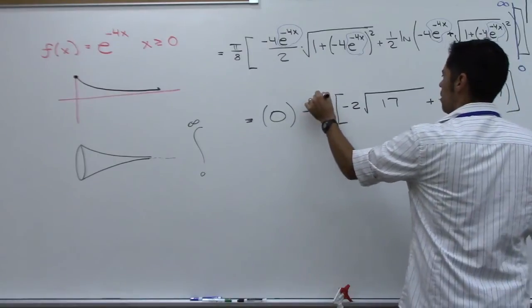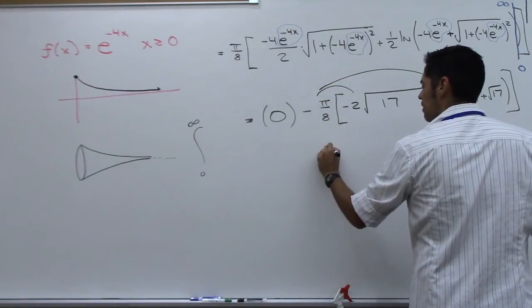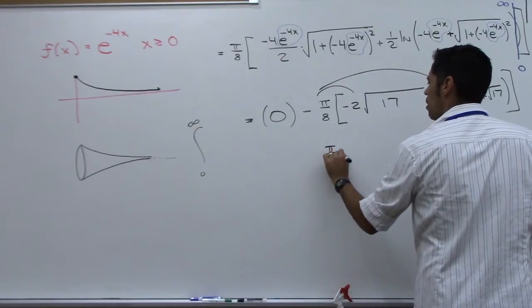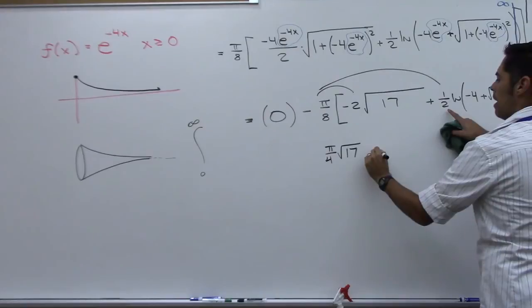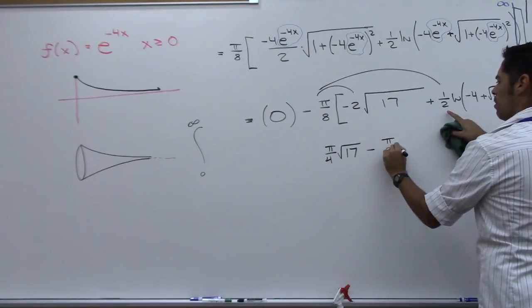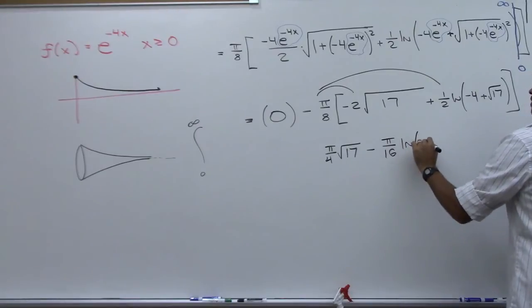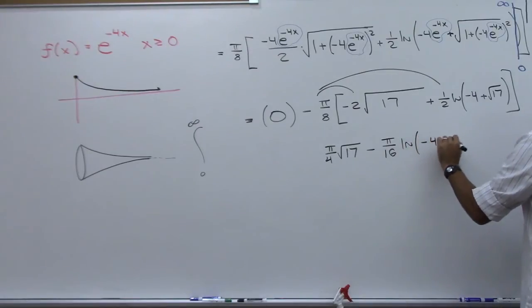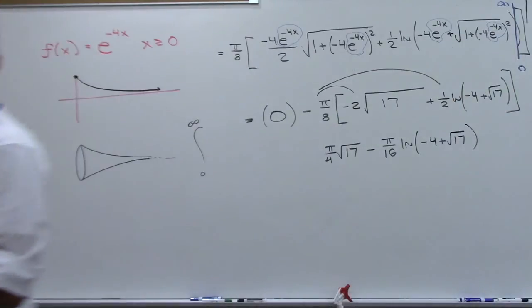So now what I'll do is I'll distribute this through. So we get positive pi over 4 root 17. And then here to here we get negative pi over 16 natural log of negative 4 plus root 17. All right, I'm going to just double check that on my computer to make sure that that is the correct answer.